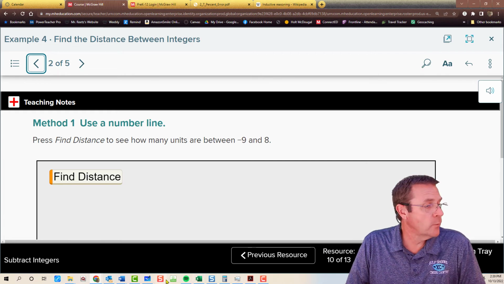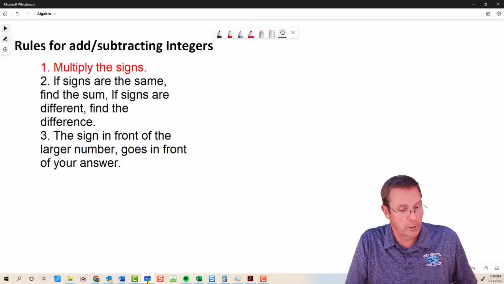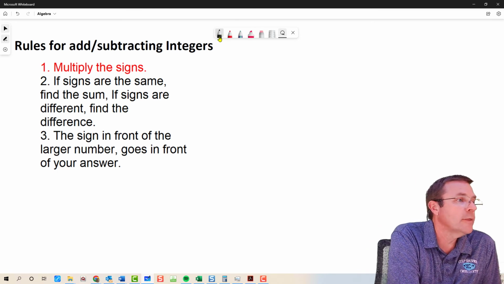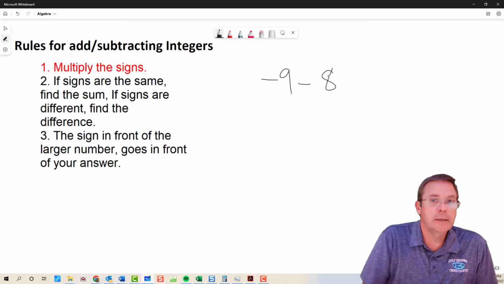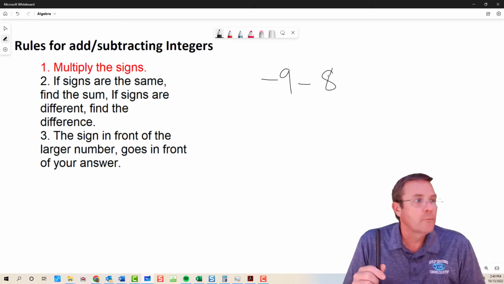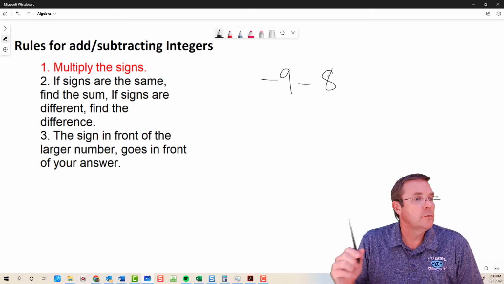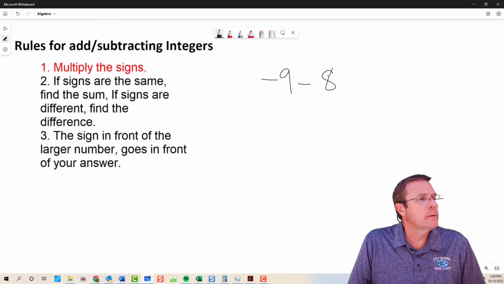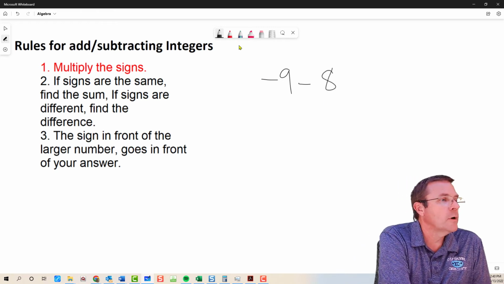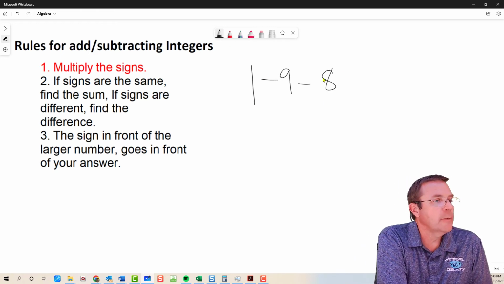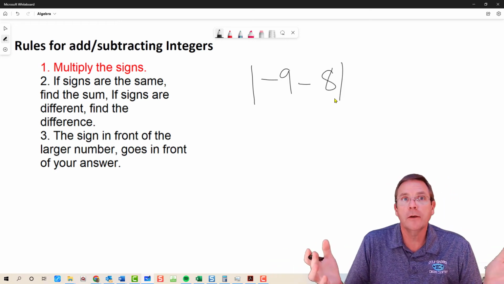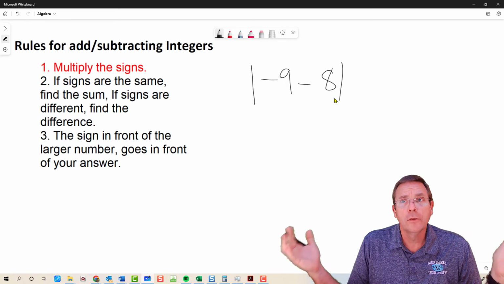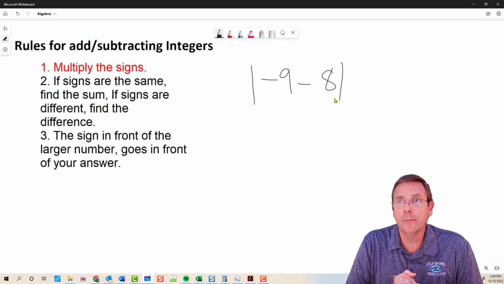Just like they said, we're going to write it as a subtraction problem. So all we have to do to find that distance between them is -9 minus 8. Okay? They also wanted to list that as an absolute value because they're not asking for positive or negative values. They just want to know how far those two values are from each other.